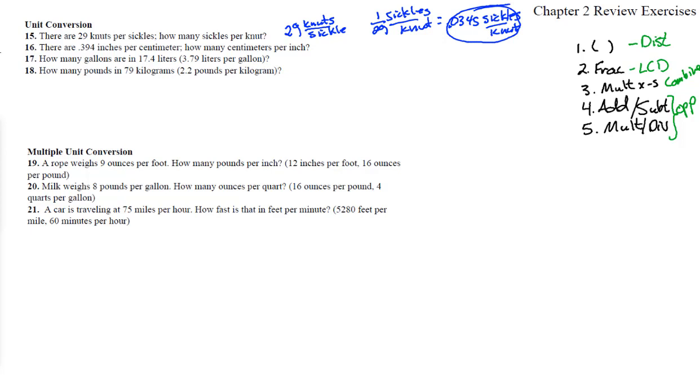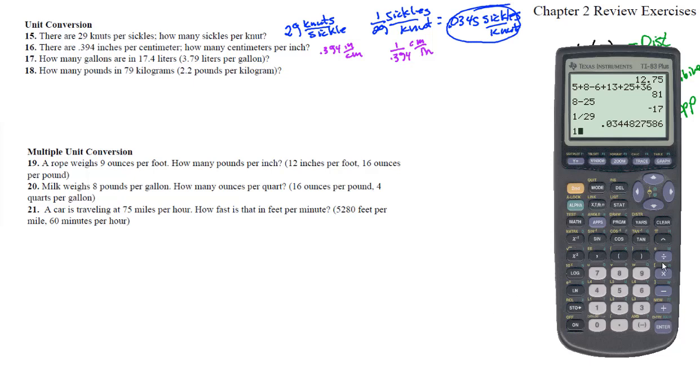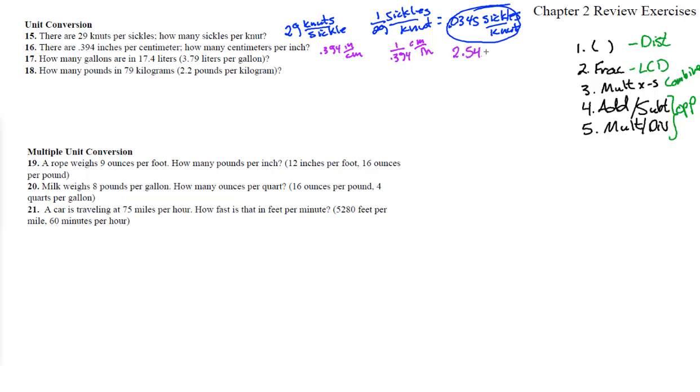All right, number 16. There are 0.394 inches per centimeter. How many centimeters per inch? Which means we've got to flip that over. So 1 over 0.394 centimeters per inch. Well, let's plug that in. 1 divided by 0.394. Enter. 2.54. So 2.54 centimeters per inch.